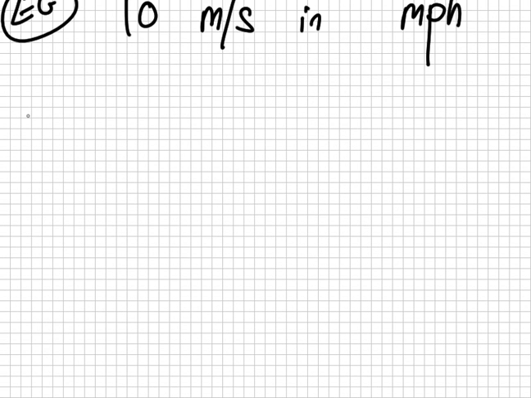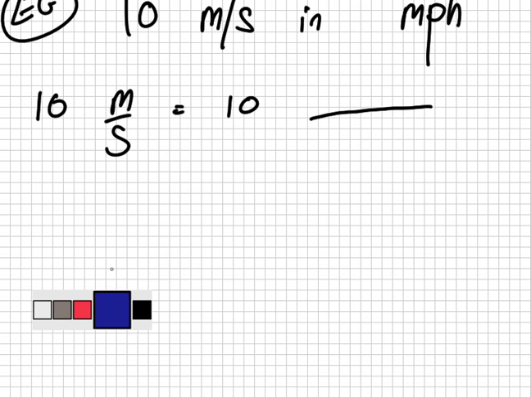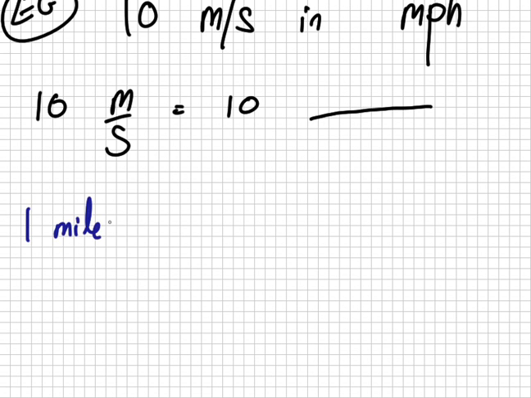So we have 10 meters per second. That's 10. Now, it's a little bit different because, maybe I'll write it down in blue here, this piece. We know that 1 mile, how many meters was that?